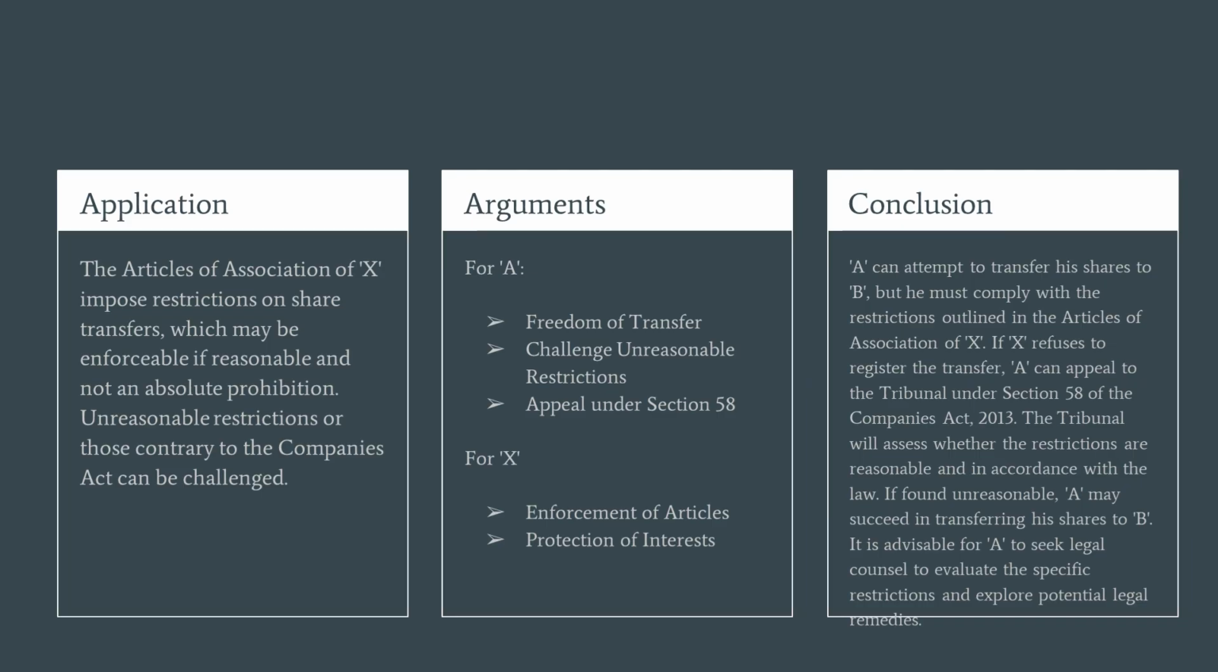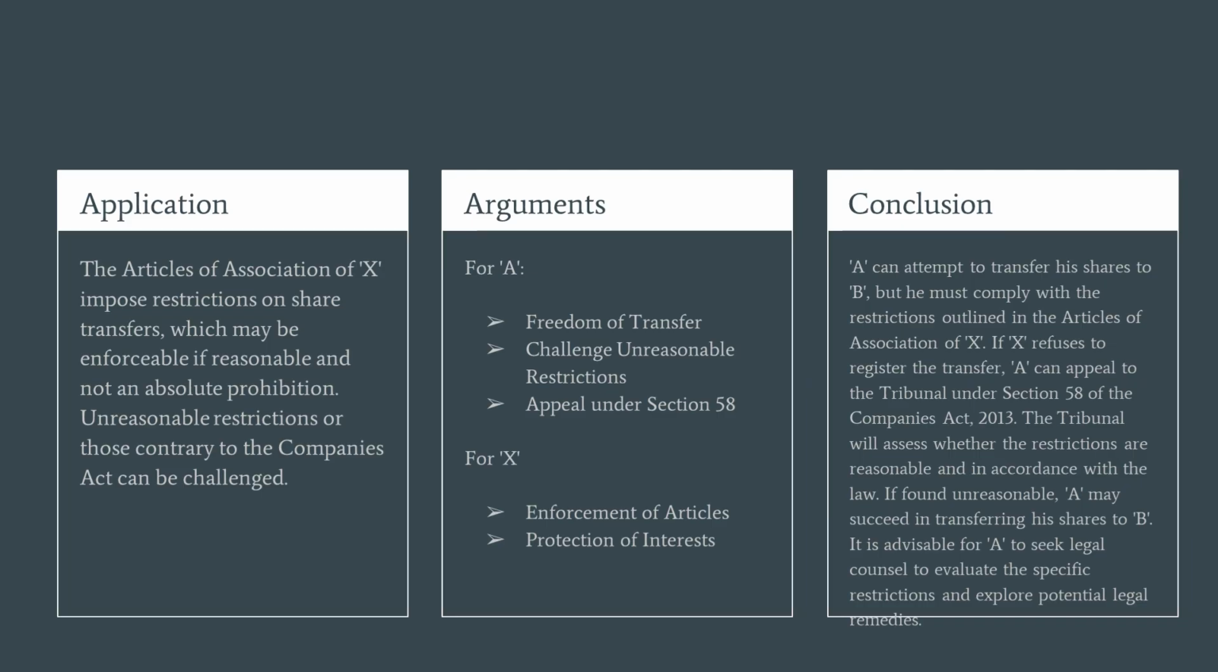And finally, the conclusion is A can attempt to transfer his shares to B, but he must comply with the restrictions outlined in the Articles of Association of X. If X refuses to register the transfer, A can appeal to the tribunal under Section 58 of the Companies Act.